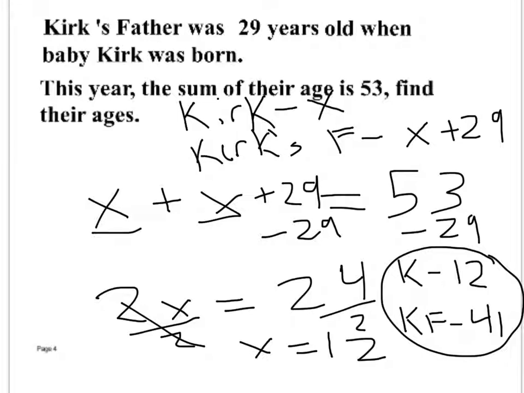So we have to use the same variable. But we have two different terms. We have Kirk and we have Kirk's father's age. See how Kirk's father's age is 29 years plus Kirk's age? Kirk's age we don't know, but if we do know it, then we know his father's age, that plus 29.